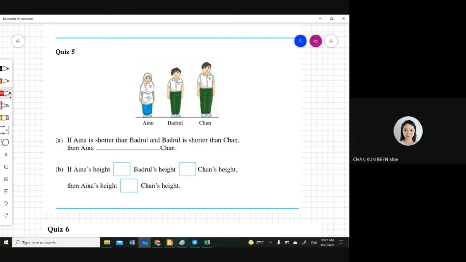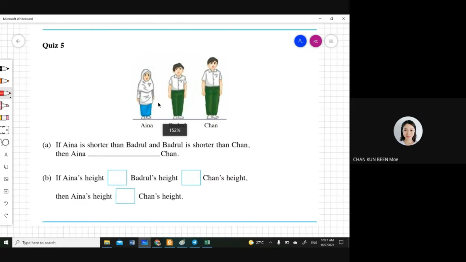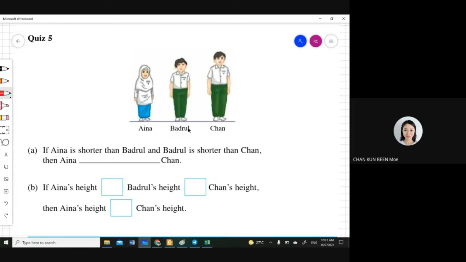Not the last one, sorry, the second last. So we have a comparison of three persons right now. You can see Aina, Badru, and Chan. If Aina is shorter than Badru, so you can see Aina shorter than Badru, and Badru is shorter than Chan.